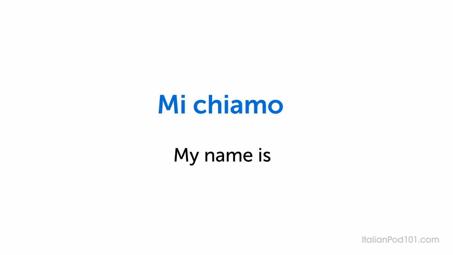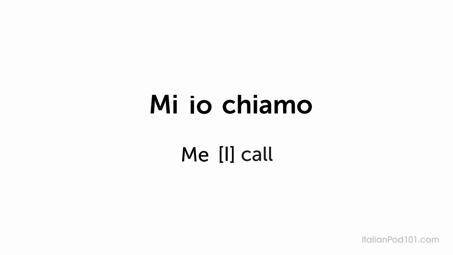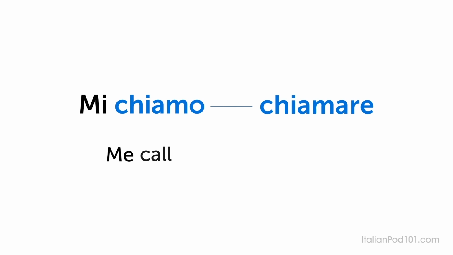Mi chiamo. First is Mi, meaning me. After this is Chiamo, meaning I call. Note: Chiamo is the shortened form of Io chiamo. In Italian, Io, I, is usually omitted. Chiamo is from the verb Chiamare, to call.